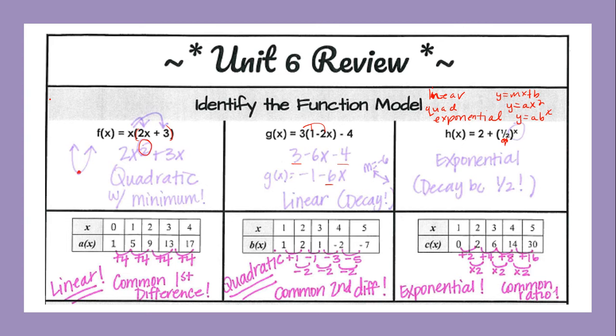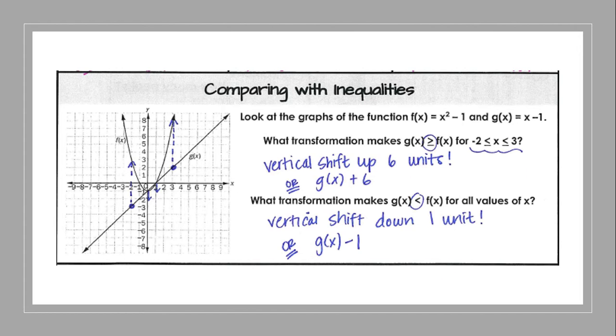We've talked about identifying arithmetic versus geometric sequences. Remember that your arithmetic is going to be linear. That's when you look for that common difference. And then your geometric sequences are going to be exponential, and that is when we look for that common ratio. Okay, so just a little refresher on what we've talked about before.